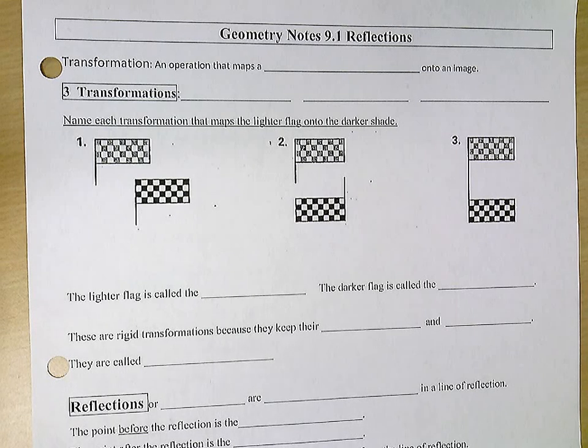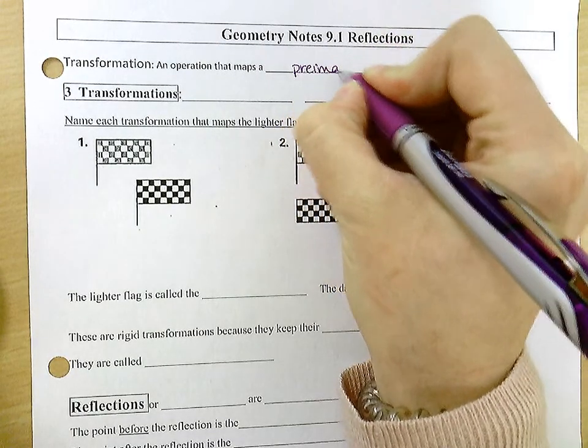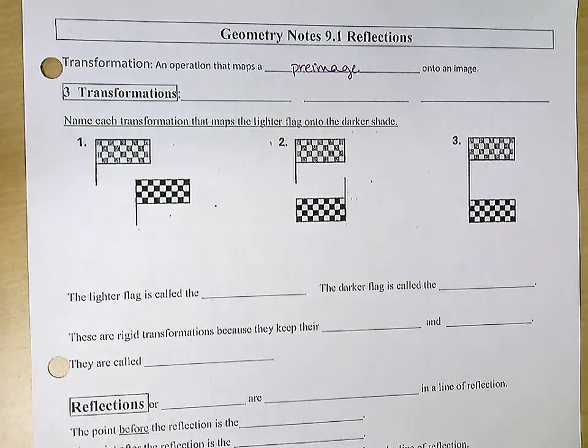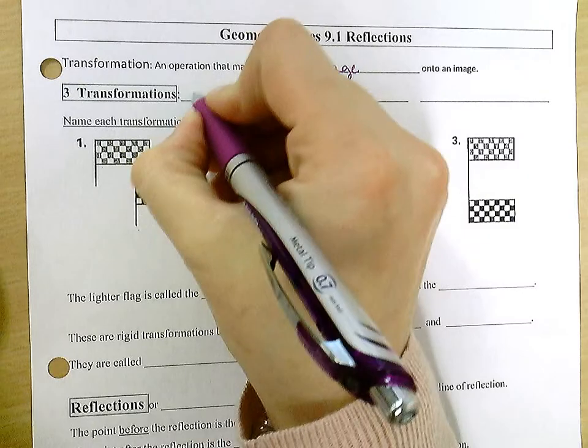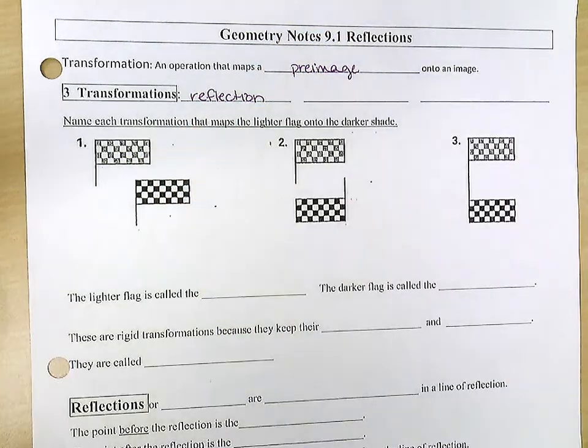So first off, a transformation is an operation that maps a pre-image onto an image. So you're taking that pre-image, the one you're starting with, mapping it onto a new image. Now we do have three different transformations. One is a reflection. That's the one we're going to talk about today.